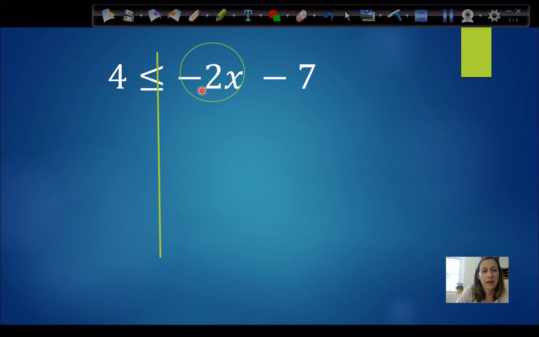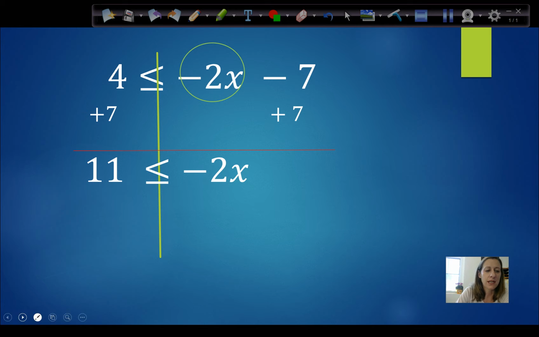So we're still solving. Trying to get x by itself, I need to get rid of minus 7 by adding 7. So 4 plus 7 is 11. And now I have that negative 2x, negative 2 times x. So that means I'm going to divide both sides by negative 2. I'm dividing by a negative, so that means I have to flip my inequality symbol. So this 11 divided by negative 2 gives me negative 5.5.